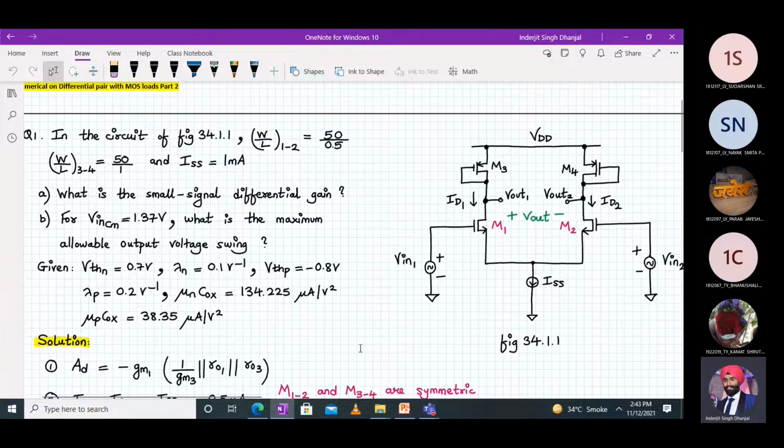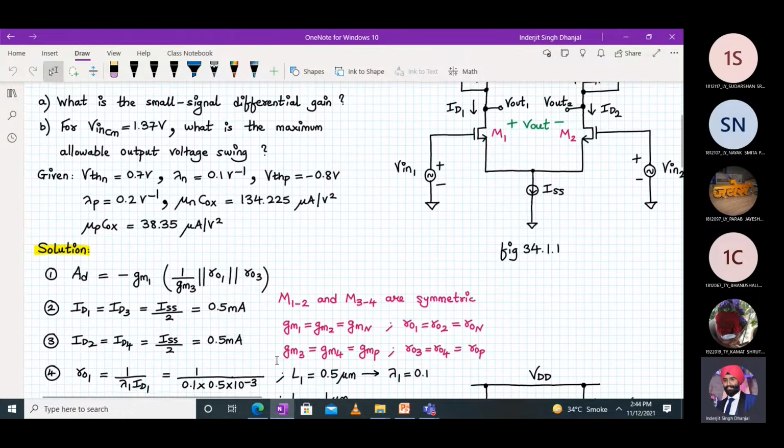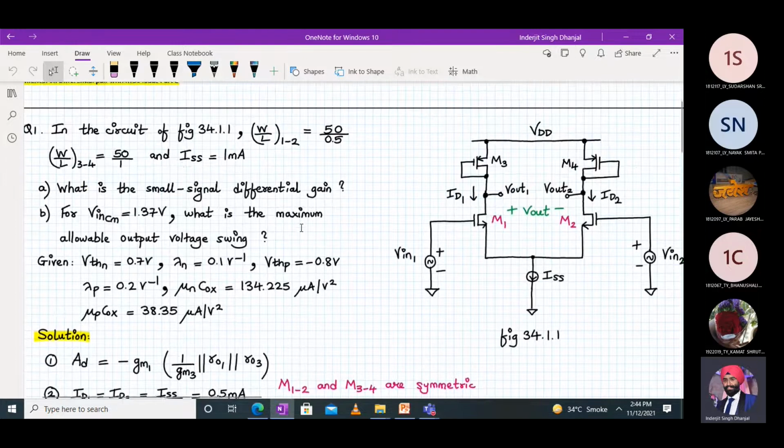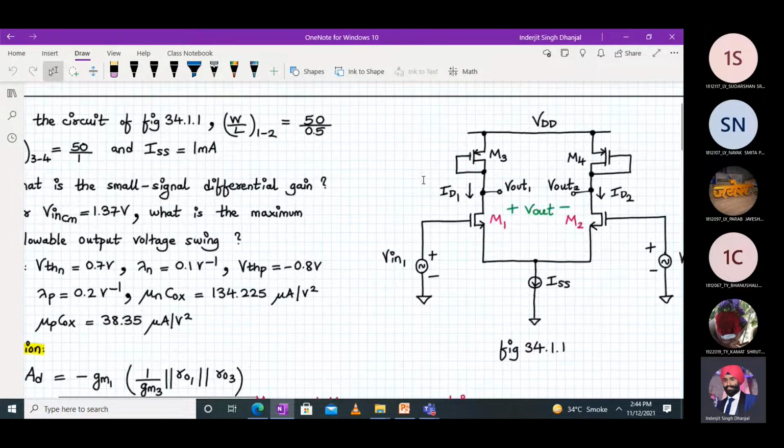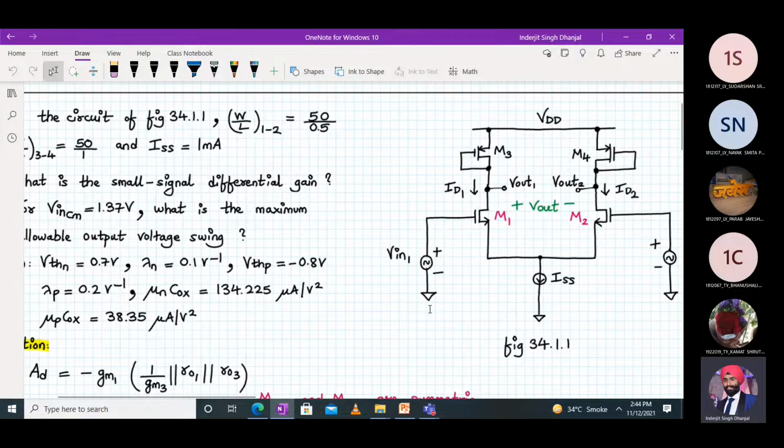So again, I repeat, the small signal differential gain formula we have derived for a differential pair with a diode connected load is minus GM1 into 1 upon GM3 parallel to RO1 parallel to RO3. So we do the same thing. ISS value is given as 1 milliampere, correct? So ID1 and ID3 will be equal to ISS by 2, which will be 0.5. ID2 and ID4 will be the same, again ISS by 2, which is 0.5.